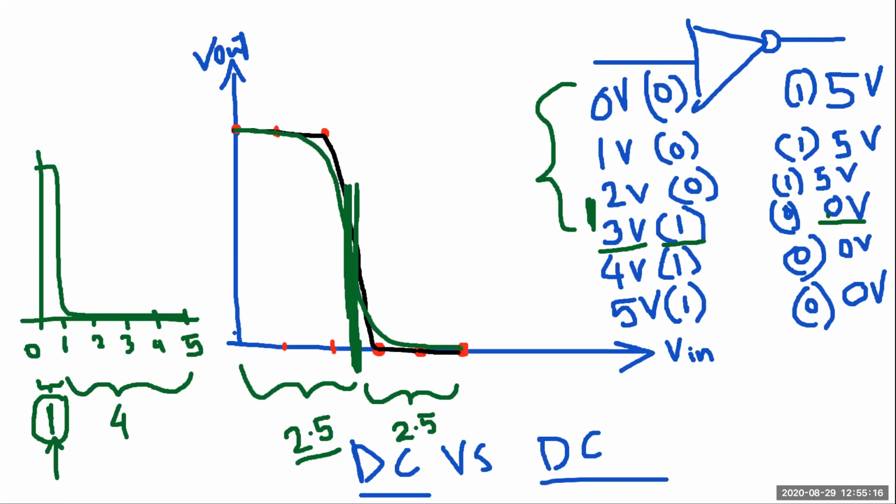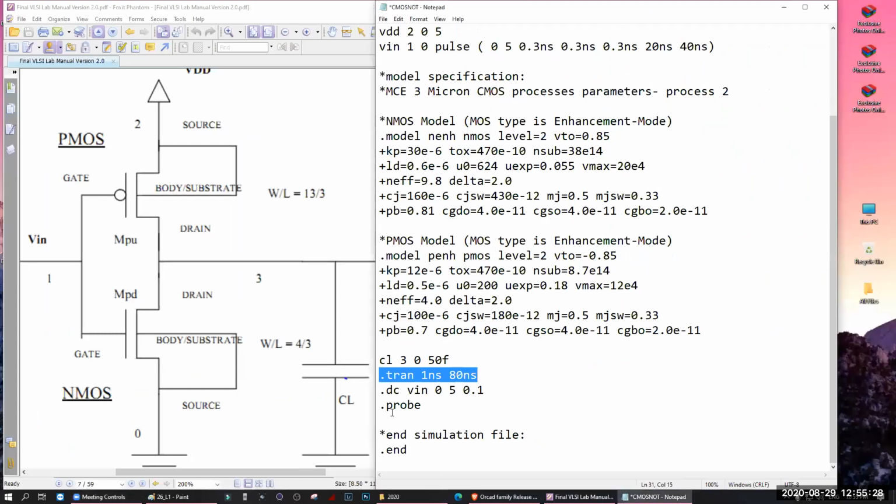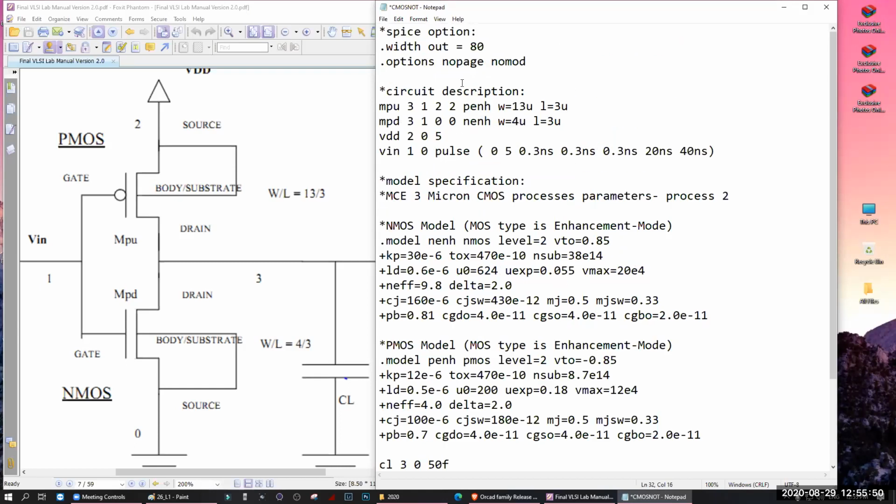So how can we do that? We can actually fix that using our design. I will explain what I mean. The .DC will be according to V in, because on the x-axis you have V in from 0 to 5 volt, and 0.1 is the step. After how many volts will we take data? That is the step.